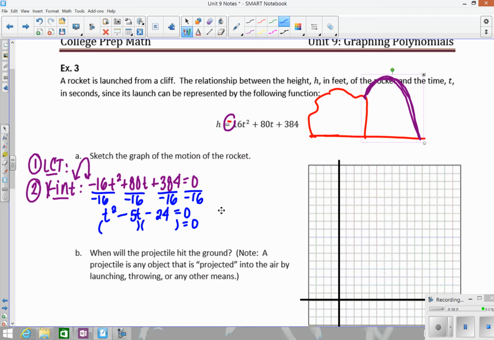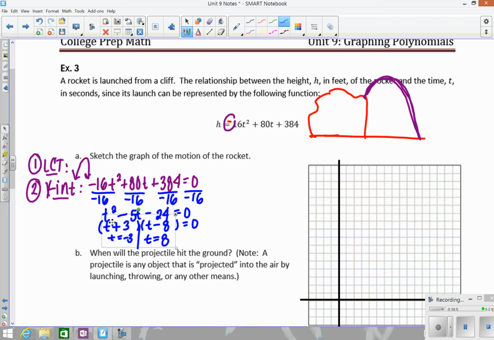If, again, it doesn't factor, which sometimes happens with these application problems, all you've got to do is use the quadratic formula or completing the square, get decimals, and just approximate from there. So we have t. We're going to have opposite signs, so we're going to have minus 8 and plus 3. So we get t equals negative 3 when we set these equal to 0, and t equals 8.